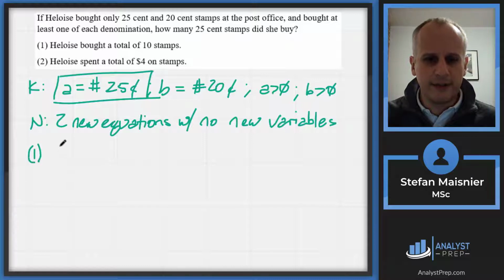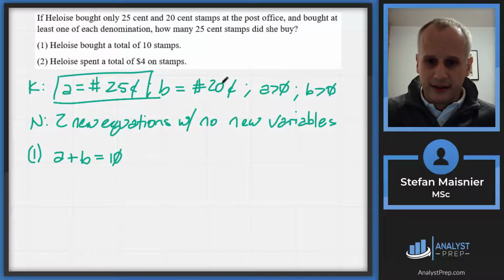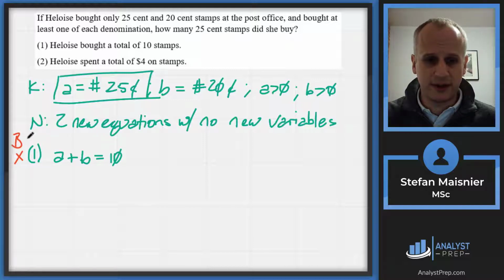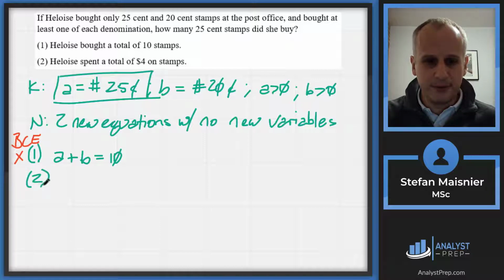So condition 1 says that Heloise bought a total of 10 stamps. Well, we articulated the types of stamps as A and B, and we know that A plus B from this information is equal to 10. And of course, there are a litany of possible values for A and B. It could be 1 and 9, 9 and 1. Just thinking about this in the abstract, we can really quickly say, well, that is just a single equation, bunch of different possibilities, so we eliminate condition 1 alone from being sufficient, and we know our options remain as B, C, or E.